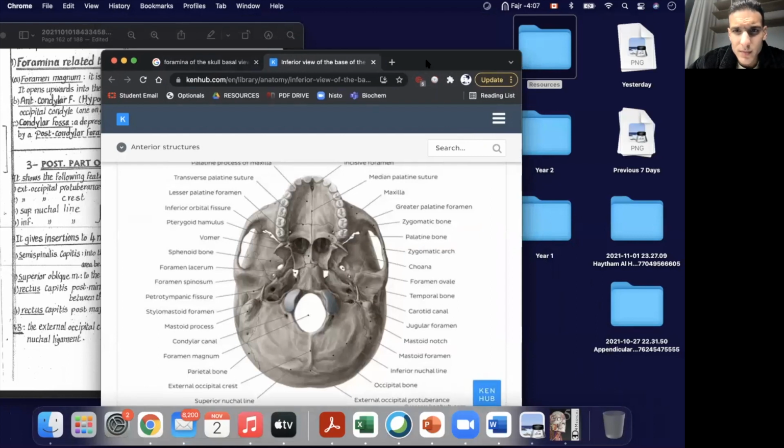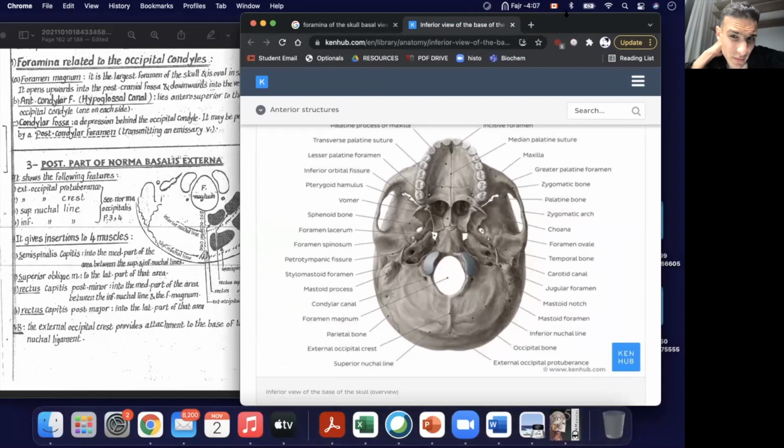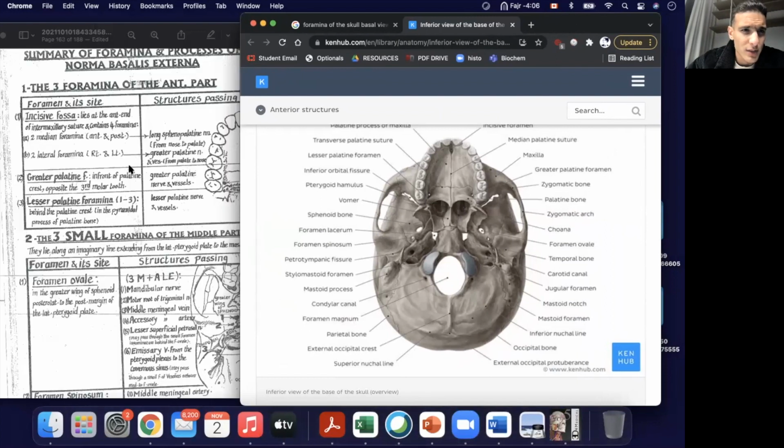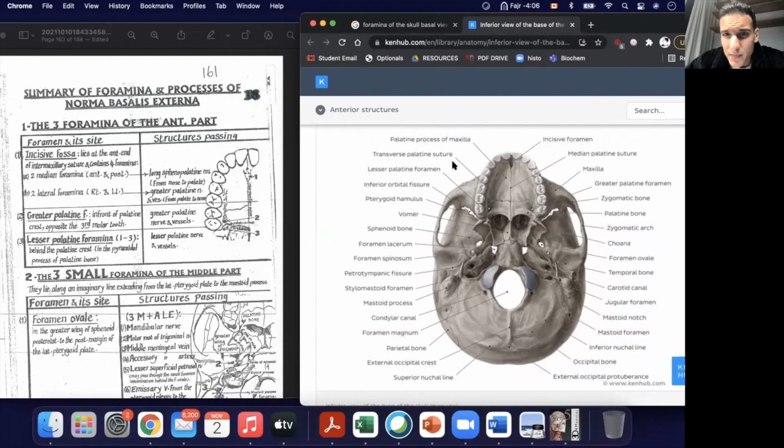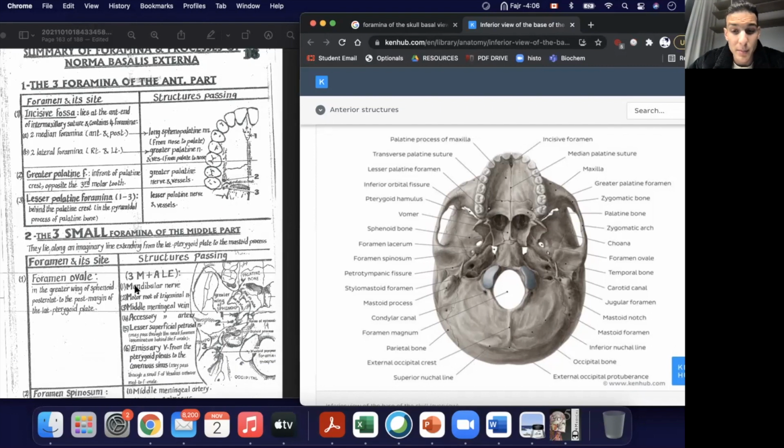Here, as we mentioned, you have to know most of the foramina and the fissures that are present within the structure of the skull. So in the anterior part of the skull, you have three foramina: the incisive foramen, and the greater and the lesser palatine foramina. Greater is right here, and lesser is right here. But on both sides, because for labeling purposes, they're showing it like that. You have the greater and lesser on each side. So those are the foramina present in the anterior part of the basal view of the skull.